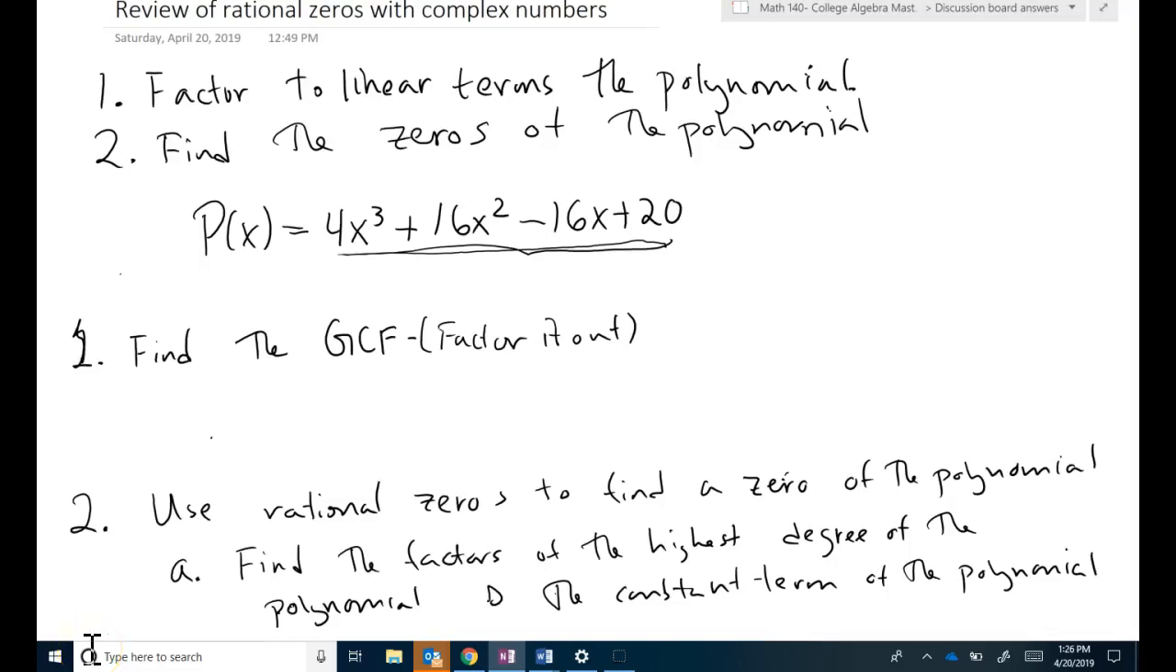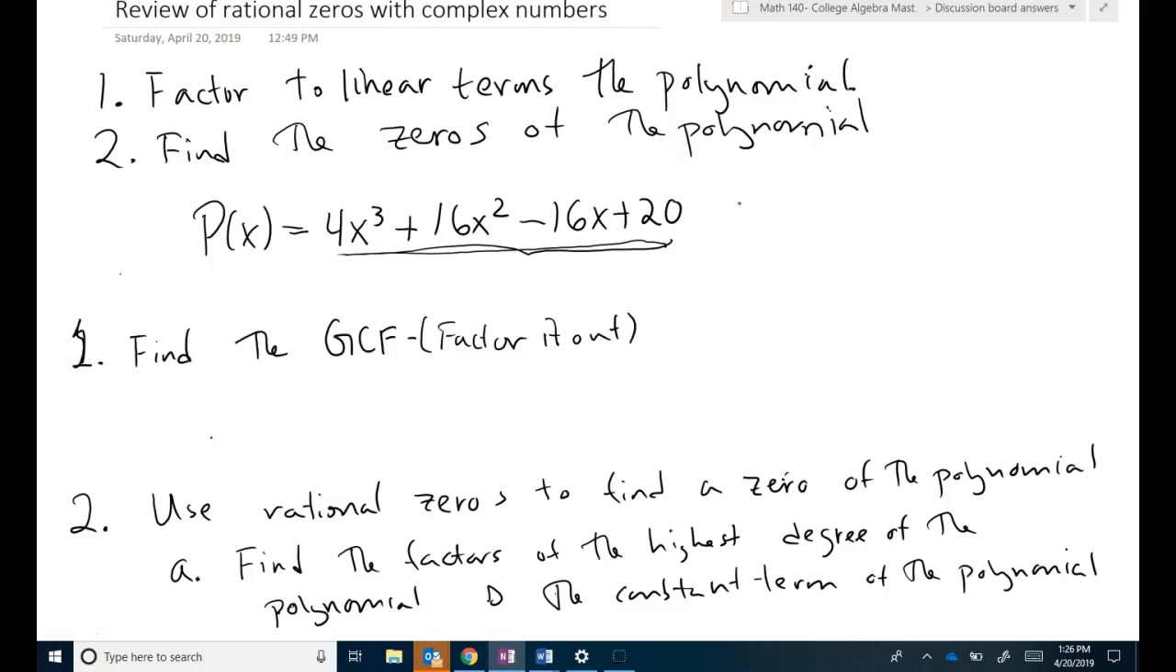So this video is going to be on finding the linear terms of a polynomial and finding the zeros of the polynomial using rational zeros, and also some review of complex numbers, but very basically for the purposes of polynomials. So let's consider that we have a polynomial p of x equal to 4x cubed plus 16x squared minus 16x plus 20.